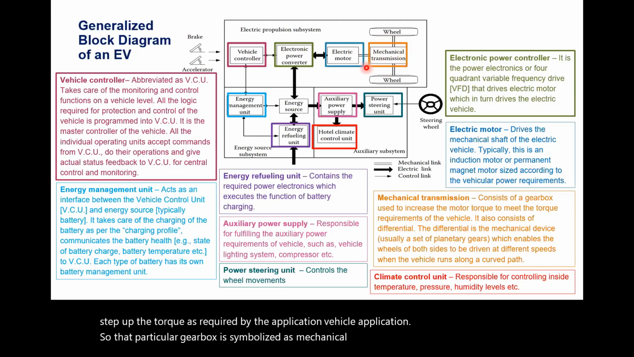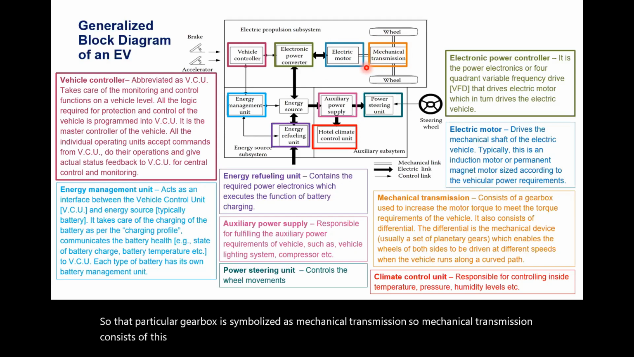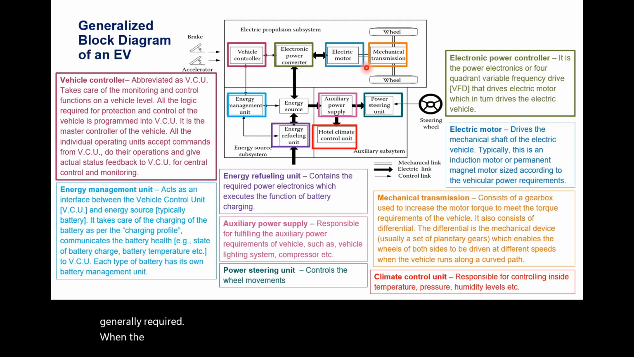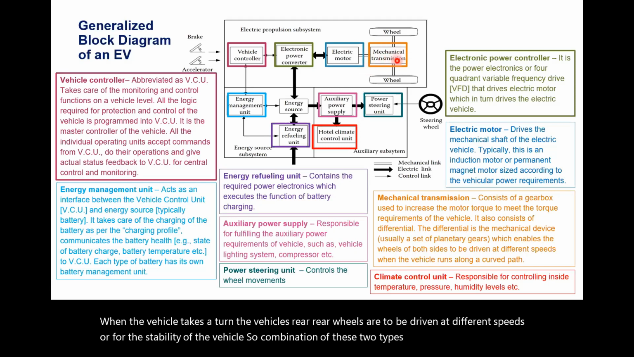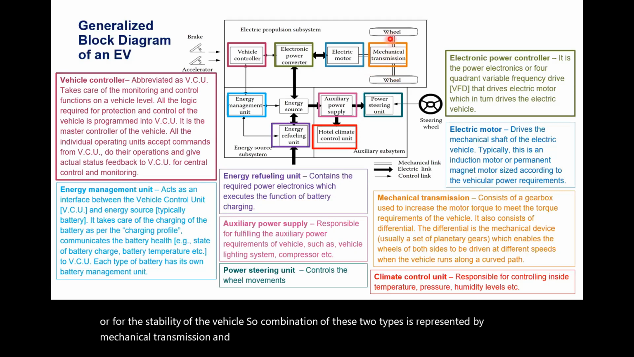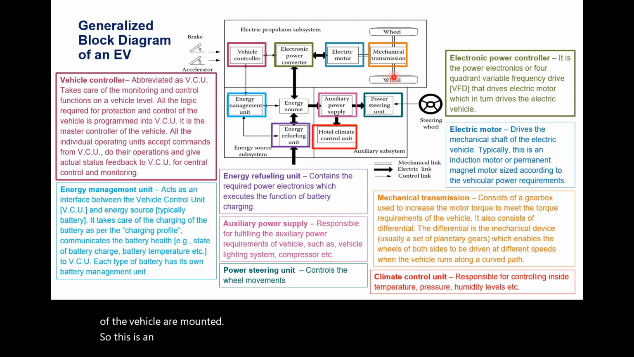The mechanical transmission consists of this gearbox, plus it also consists of some planetary gears which are generally required when the vehicle takes a turn. The vehicle's rear wheels are to be driven at different speeds for the stability of the vehicle. So the combination of these two is represented by the mechanical transmission. And this is the axle on which the wheels of the vehicle are mounted. So this is an overall representation of an electric vehicle.